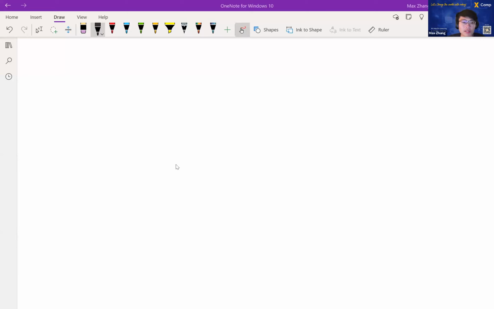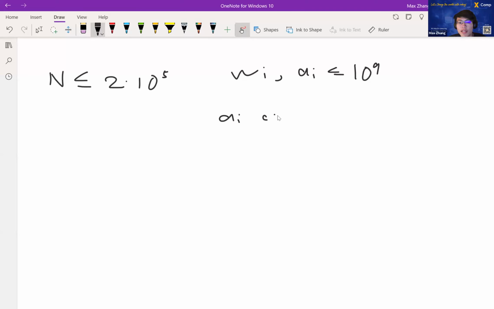So we're given n distinct weights, where n is up to 2 times 10 to the 5. We're given pairs wi and ai, both less than or equal to 10 to the 9, which means we have ai cows with weight wi. That's what this means.